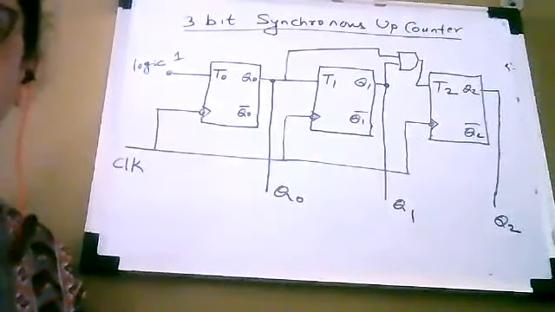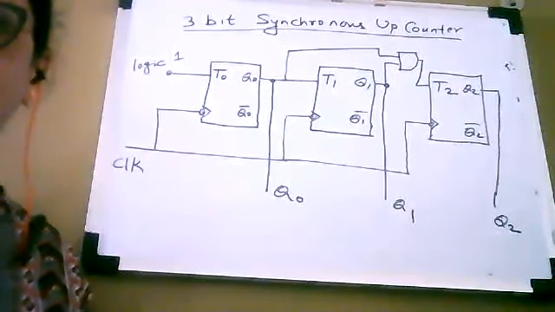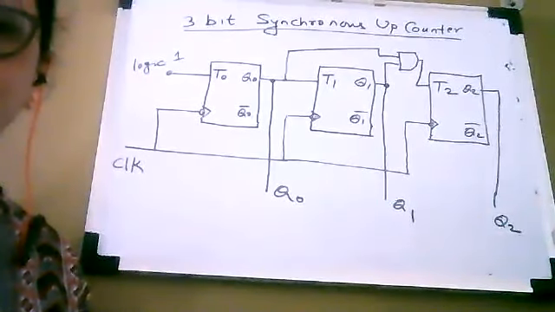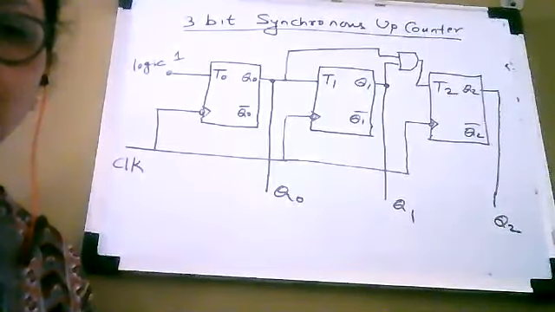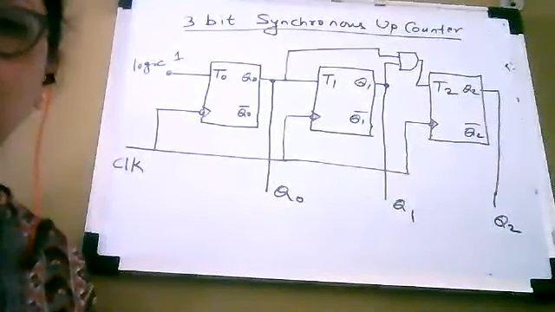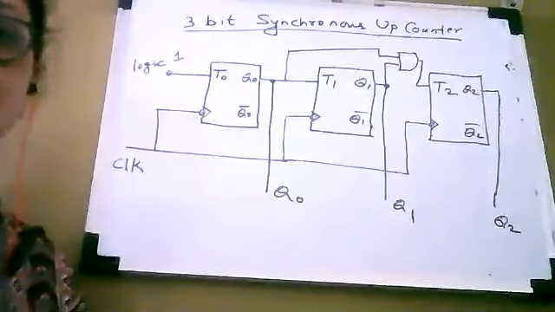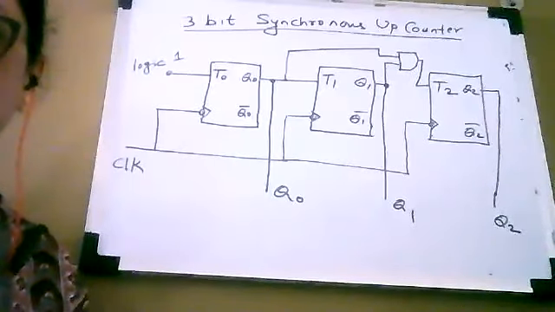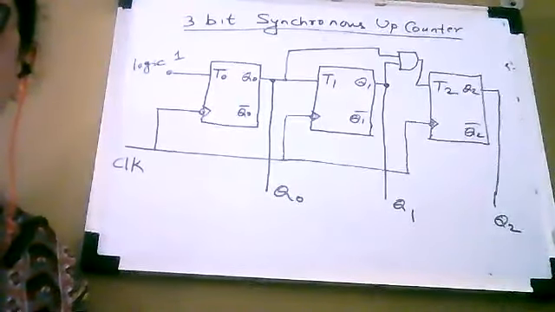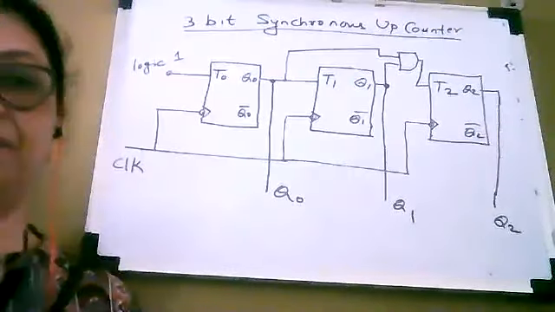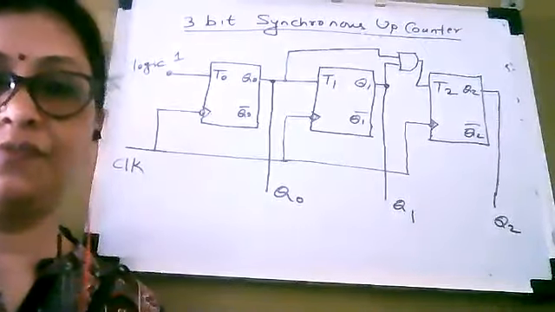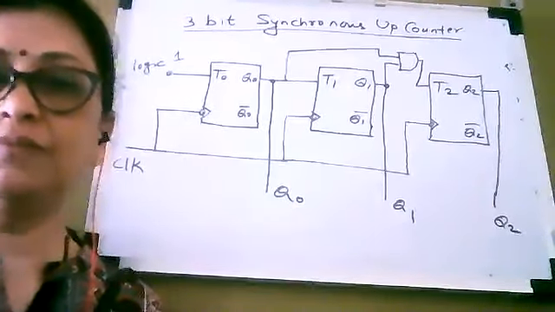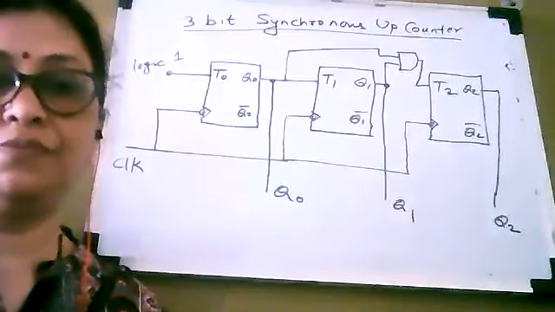Are you clear about this diagram? And where is Sai? Sai is out of network? Tell him to try once again. I will let him in. Atharva.